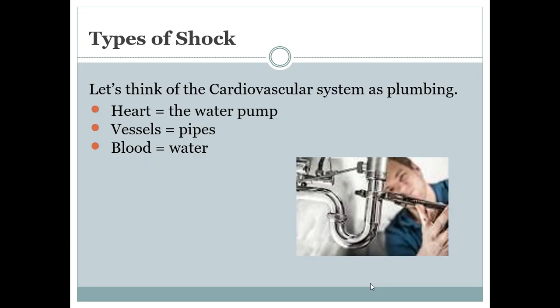So now we're going to look at the types of shock. We talked about this earlier with looking at the cardiovascular system as plumbing. So try to think of it this way. The heart's the water pump, all of our vessels in our body are the pipes, and our blood is the water.